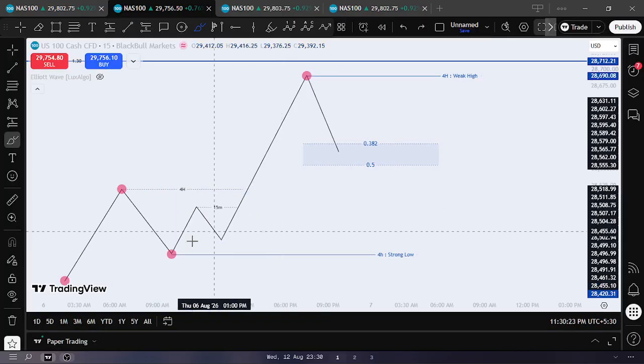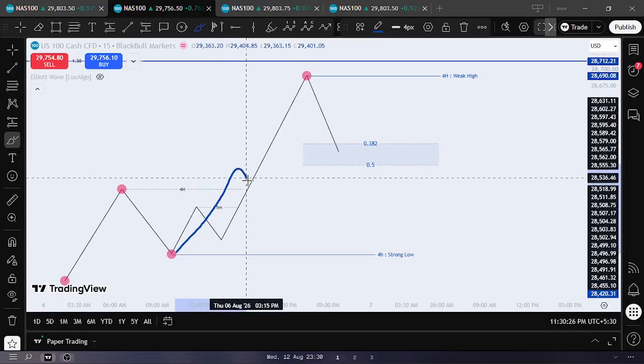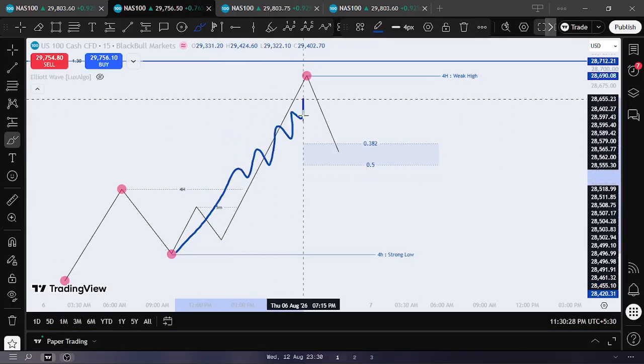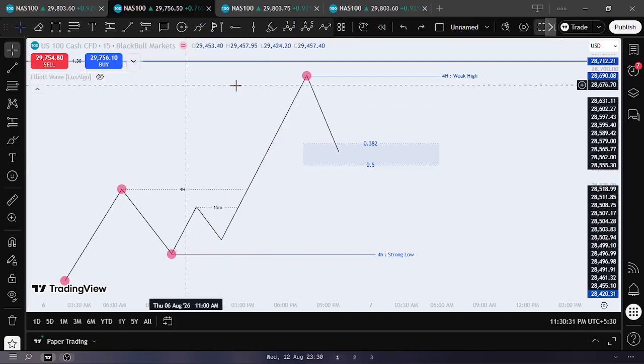Or you can just avoid using your FIB tool if you see the internal structure up after the break of structure. That is also an option.